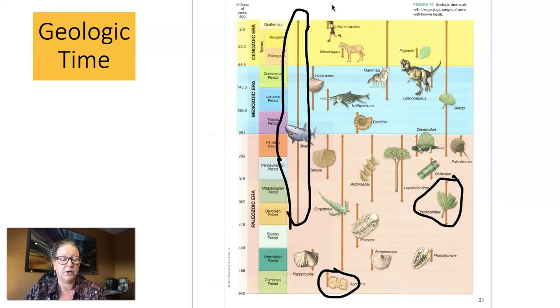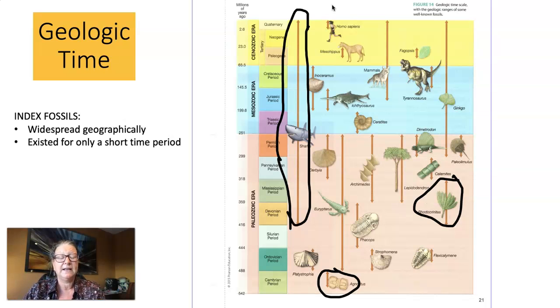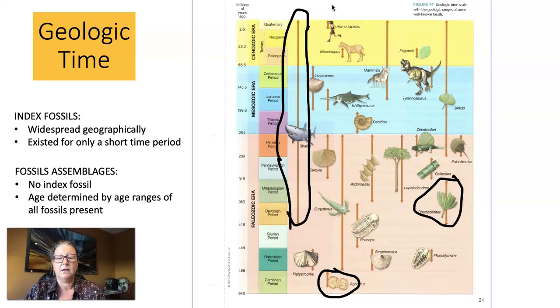So a couple terms that you're going to be introduced to in this lab are index fossils and fossil assemblages. Index fossils are fossils that are widely spread geographically throughout the world, but only existed for a short period of time. So they're really unique in telling us what geologic time period the rocks are. Like my example with a fossil that was only around in the Cretaceous, you know that those rocks are Cretaceous. So this one down here that's only around in the Cambrian could be an index fossil. It tells us that this rock is Cambrian because this fossil wasn't around any other time.